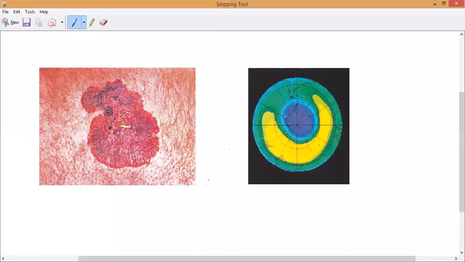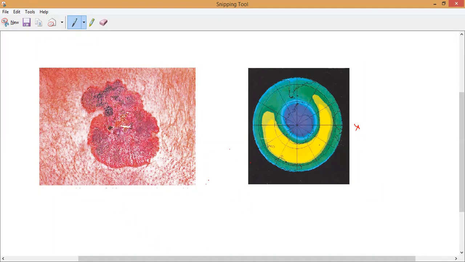As we told you, the ozone layer is very important for the existence of life on this earth. So why is it so? Here I am showing two pictures. I will show you the second picture, we will talk about it later. Now coming to the first picture, you might notice it. It is something you might already feel.